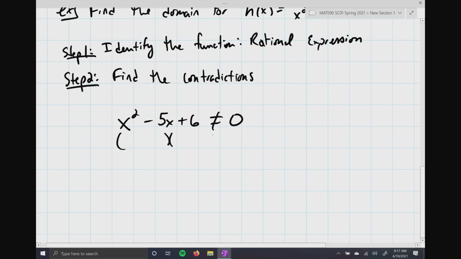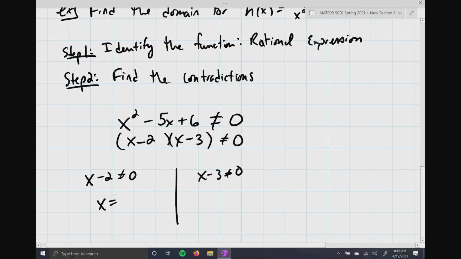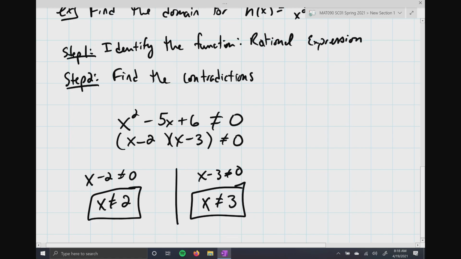So you have a quadratic not equal to 0, which means you have to factor. And how many times have we done this already, everybody? Too many times, am I correct? So how about 2 and 3? Now I set each one of these not equal to 0 and solve. I find that x cannot equal 2 and x cannot equal 3.